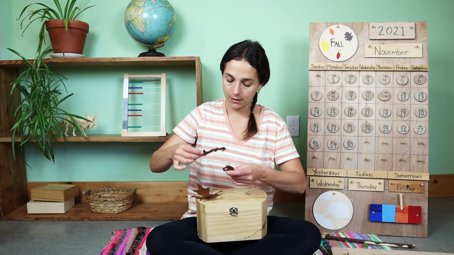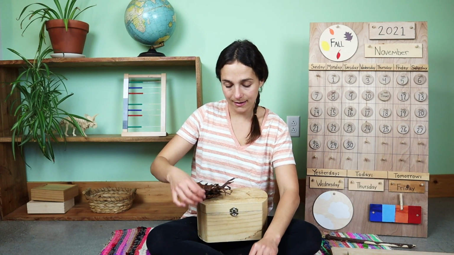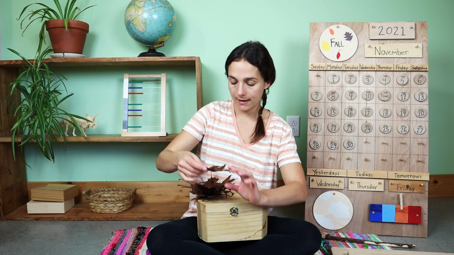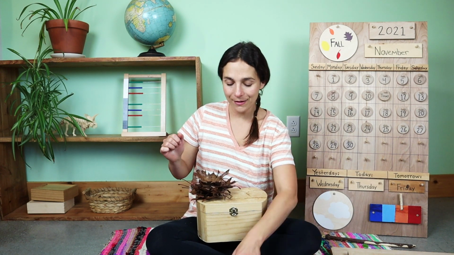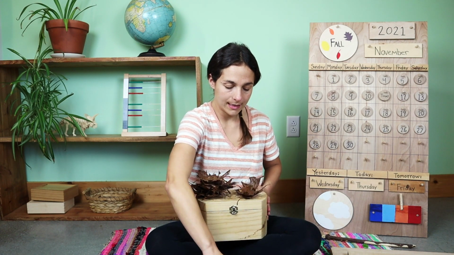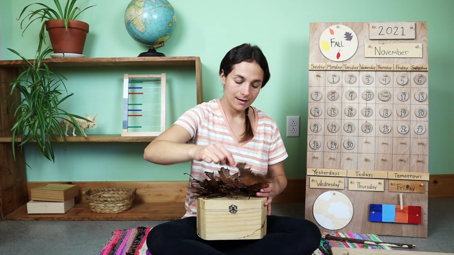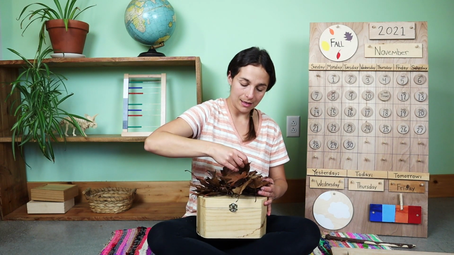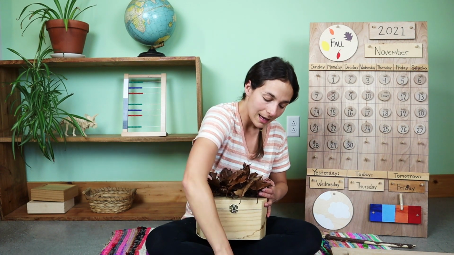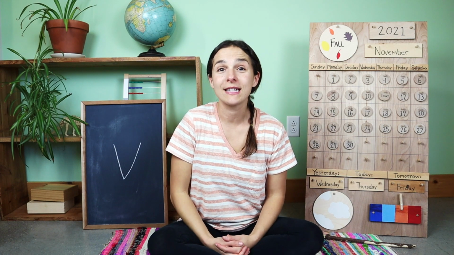1, 2, 3, 4, 5, 6, 7, 8, 9, 10, 11, 12. Halfway there. 13, 14, 15, 16, 17. Ooh, that one was so big. 18, 19, 20, 21, 22, 23. Oh, here's 23. And one more makes 24. 24 oak leaves. Let's move on to the sign of the week.